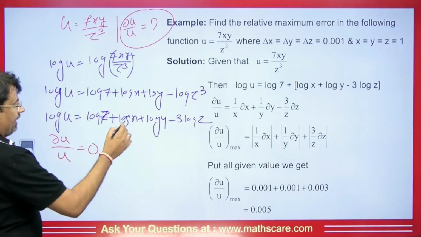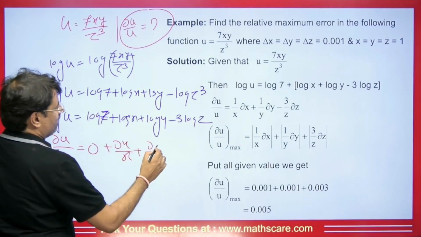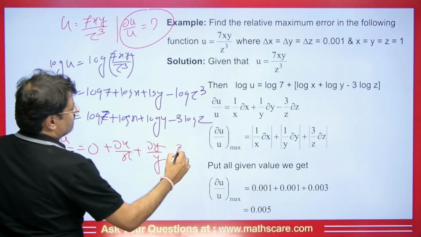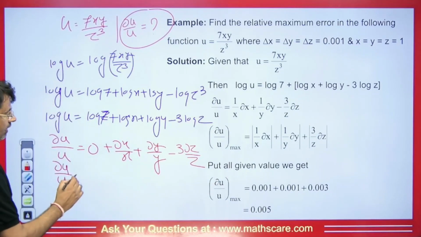Here if it's 7, this will be 0. What is the partial differentiation of x? It's del x upon x. What will we get here? It will be del y upon y. Then it will be minus 3 del z upon z. Here we have to find the value of del u upon u.